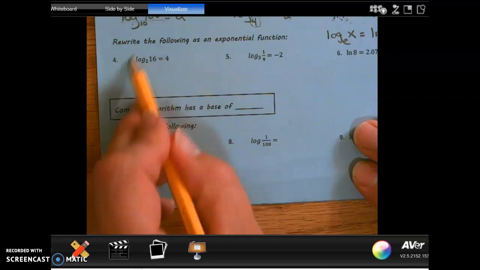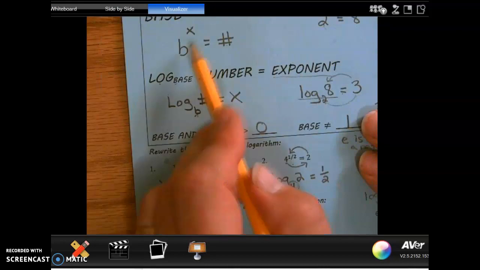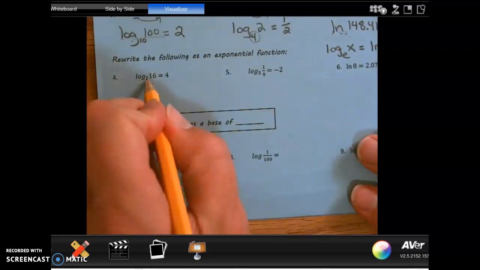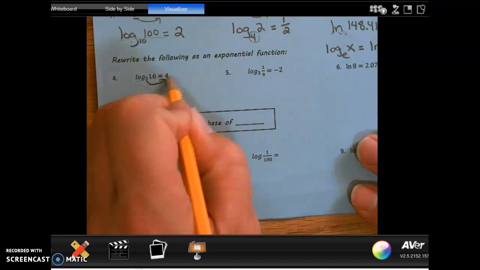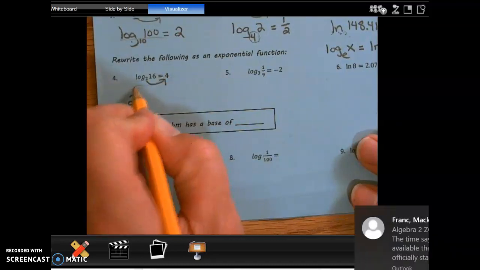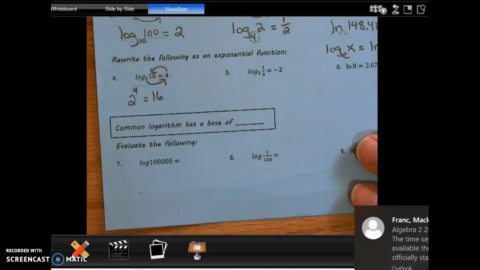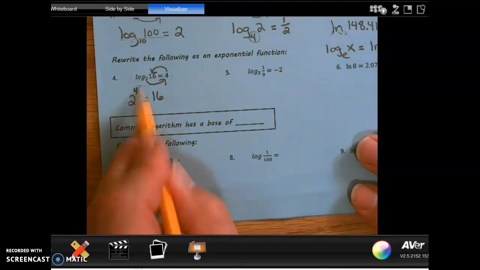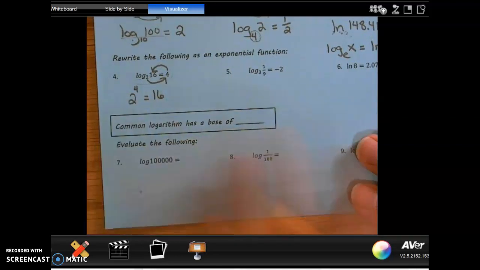So here we're in log format because of the log, and we want to go to this format. So we always start at the base. So we're going to start with 2, and we're going to go around in a circle. Remember, that's the exponent, equals, and then the number goes last. And you can always test to see if it's working properly by seeing if this is a true statement. 2 to the 4th power is 16, so you did it right.